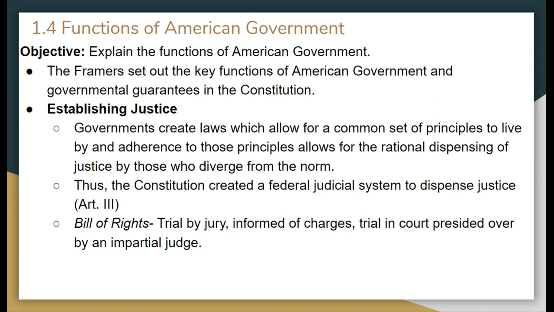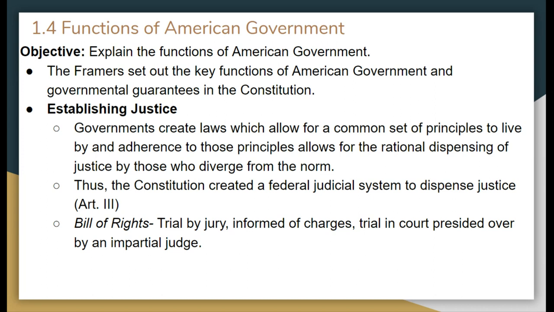Thus, the Constitution created a federal judicial system to dispense justice in Article 3. And when we get to Article 3, you'll see that that was a very broad section, but a very brief section. And so the section doesn't necessarily set up the structure, but enables Congress to establish a structure of the federal judicial system. But don't worry too much about that because we're going to go into detail.